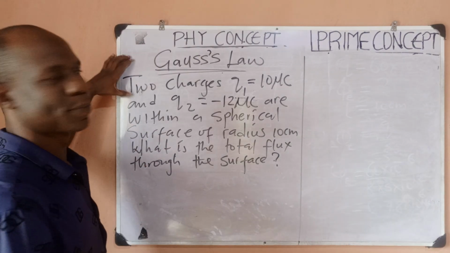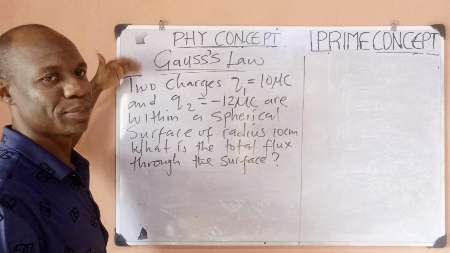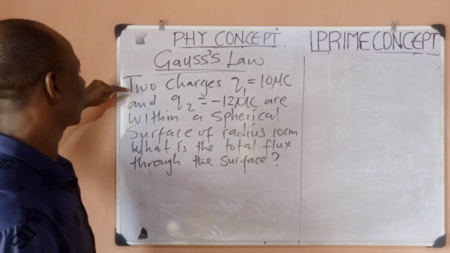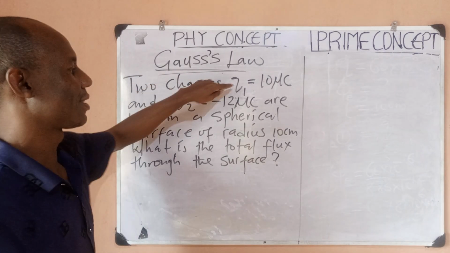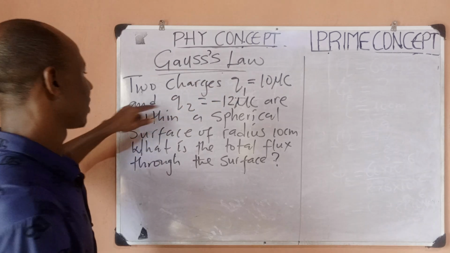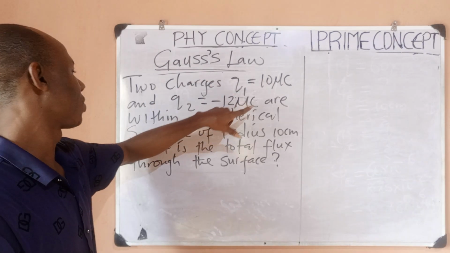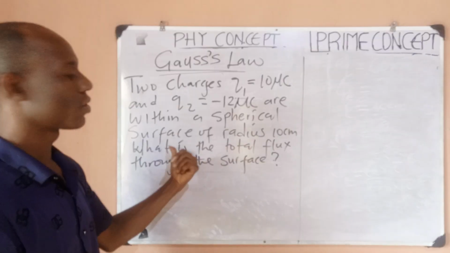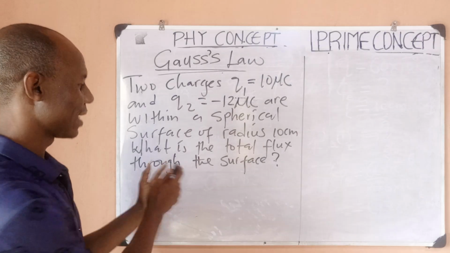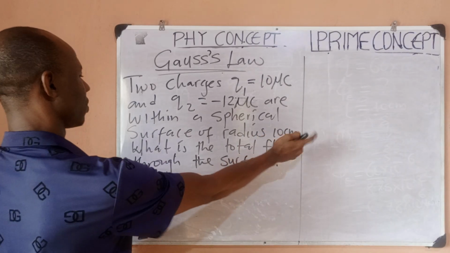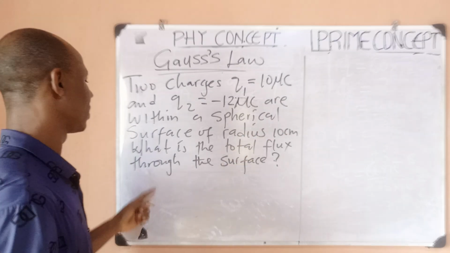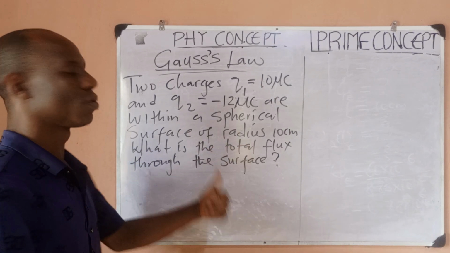So let's analyze this problem under Gauss's law, and it's a very simple and straightforward problem. The question says two charges, Q1 equals 10 and Q2 equals minus 12 microcoulomb, are within a spherical surface. So they are enclosed by a spherical surface of radius 10 cm, which is not necessary here. What is the total flux through the surface?